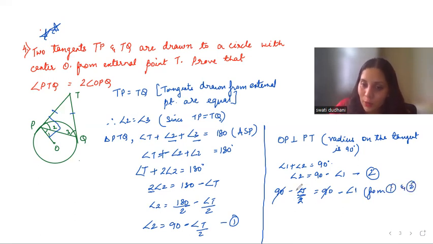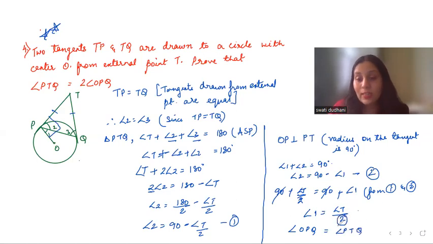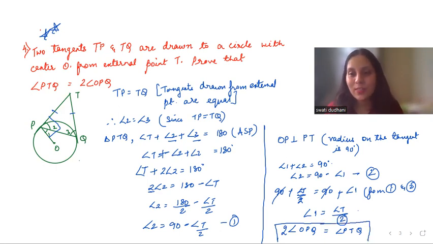90 can be cancelled on both the sides and minus can be cancelled. So angle 1 is equal to angle T by 2. So what is angle 1? Angle 1 is angle OPQ, and angle T is angle PTQ. And this 2, when I transpose to the other side, it multiplies. So 2 angle OPQ is equal to angle PTQ. I hope this is clear.